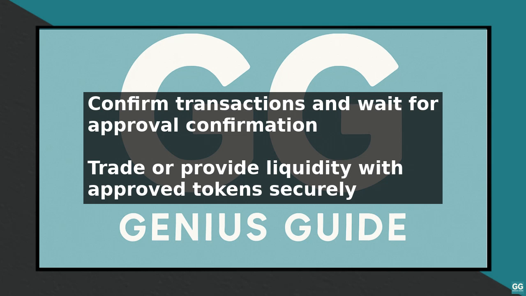In summary, approving a token for Uniswap v3 is a straightforward process that requires connecting your wallet, navigating to the pool or trade page, clicking the Approve button, and confirming the transaction. By following these steps and best practices, you can safely and securely trade and provide liquidity on Uniswap v3.